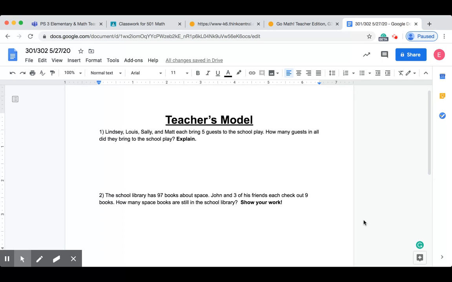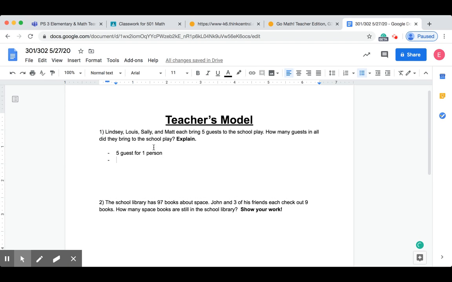Well, the first thing I notice when I look at it is I want to know how many did they all bring. So not just one person. I know one person brings 5 guests. So I know there's 5 guests for one person. And I know there are 1, 2, 3, 4 people. So there's 4 people.